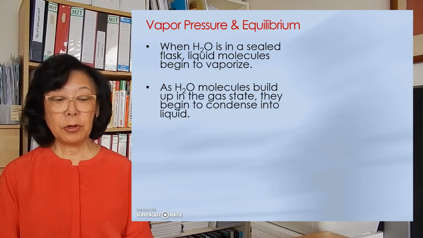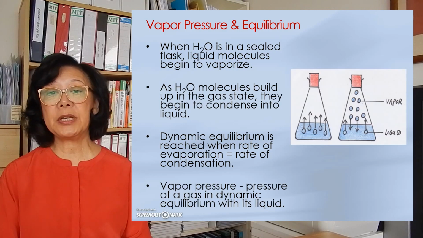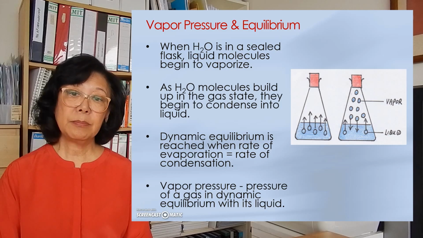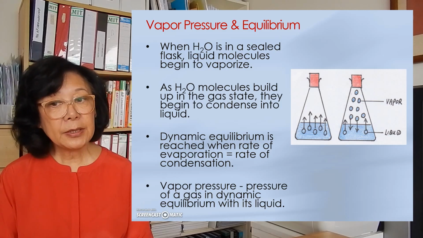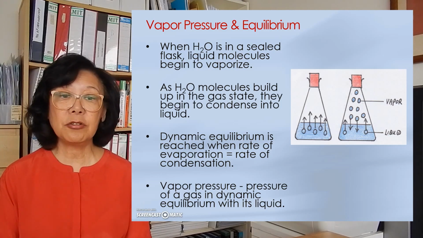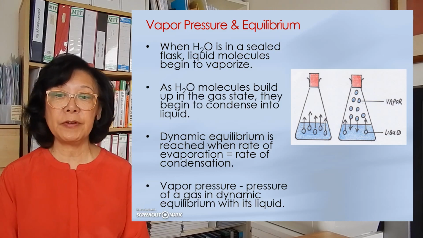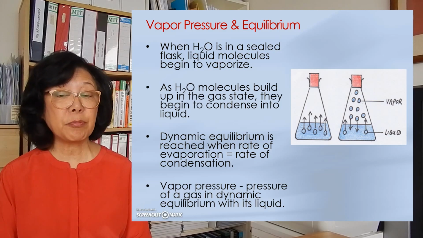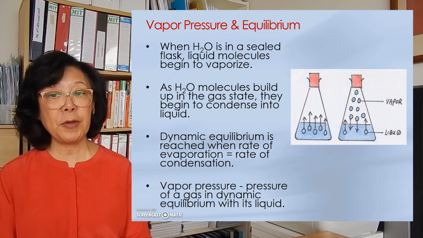Now, when water is placed in a sealed flask, the liquid molecules will begin to evaporate, represented by the diagram. But when there are sufficient vapor molecules built up, they will exert intermolecular force and condense into liquid again. So at a dynamic equilibrium, when the rate of evaporation is equal to the rate of condensation, we define the pressure exerted by the vapor on the surface of the liquid as vapor pressure.